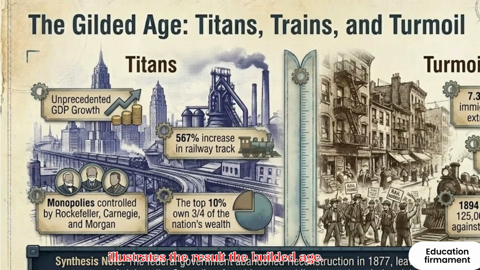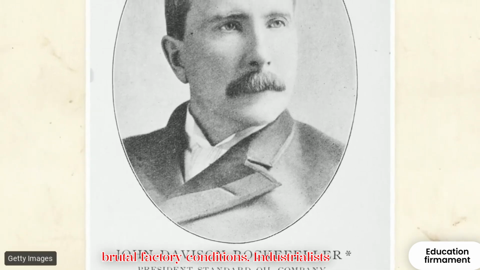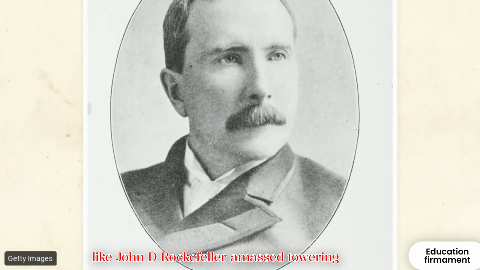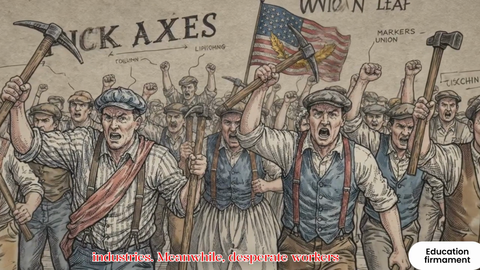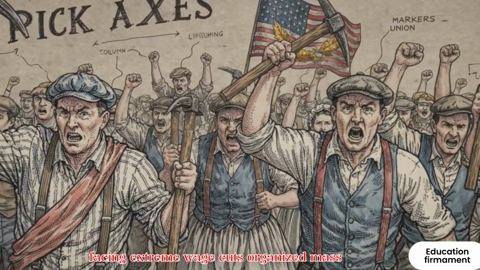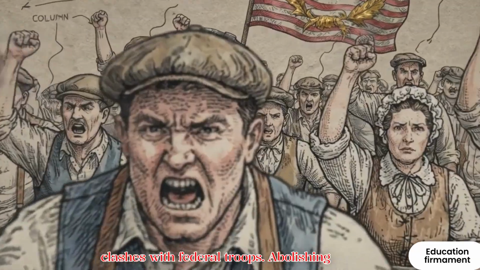This graphic illustrates the result: the Gilded Age. The industrial machine in the North drove GDP to the highest in the world. Transitioning from left to right, we see the cost. Millions of new immigrants arrived to find severe urban squalor and brutal factory conditions. Industrialists like John D. Rockefeller amassed towering personal fortunes by monopolizing entire industries. Meanwhile, desperate workers facing extreme wage cuts organized mass labor movements, leading to violent clashes with federal troops.